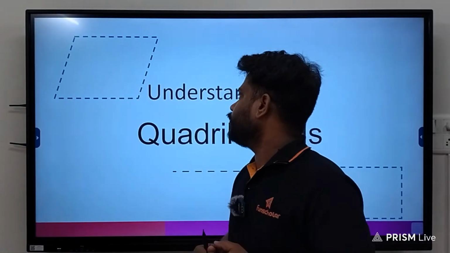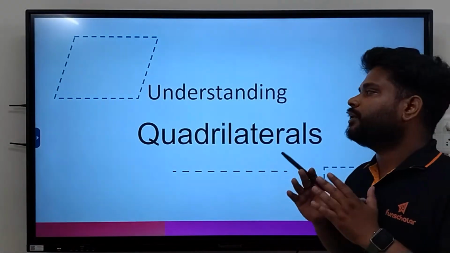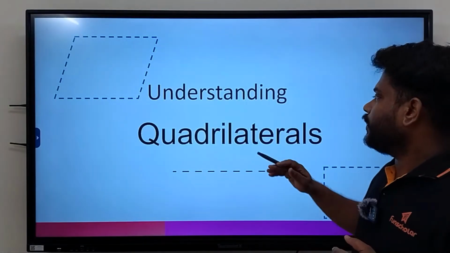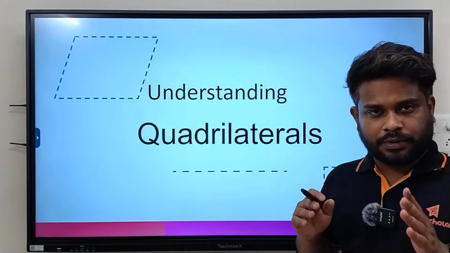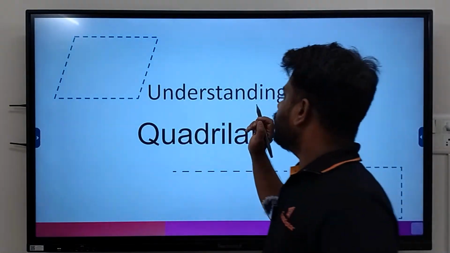So today we are going to discuss the chapter Understanding Quadrilaterals. This chapter will be beneficial for class 8 CBSE students, but it will also be beneficial for ICSE board students. Okay, so let's start.